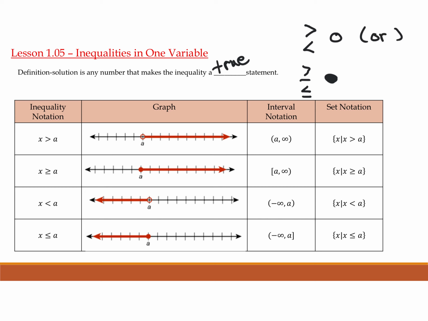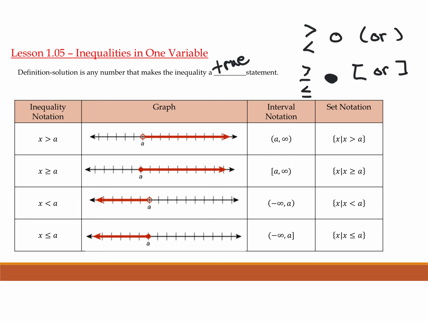It depends on where the number is. It may be an open parenthesis or it may be a closed one. If you have a closed circle, that means the point is included. And when we do the interval notation, we will be using either an open bracket or a closed bracket, which will indicate that the point is included.